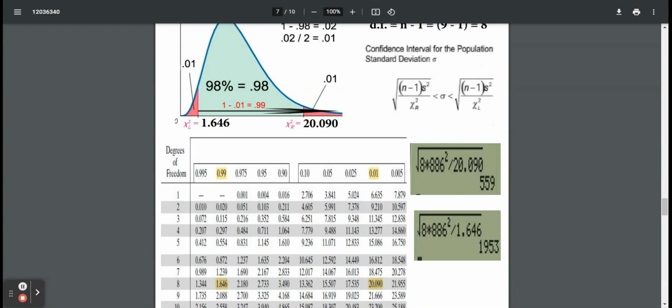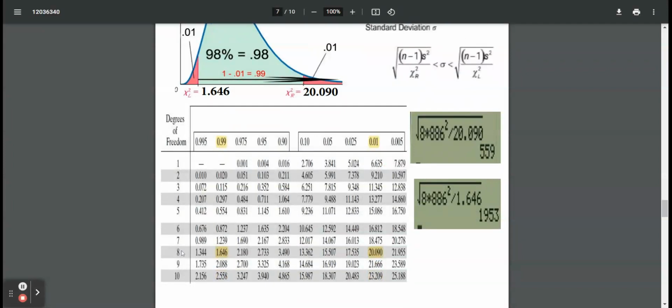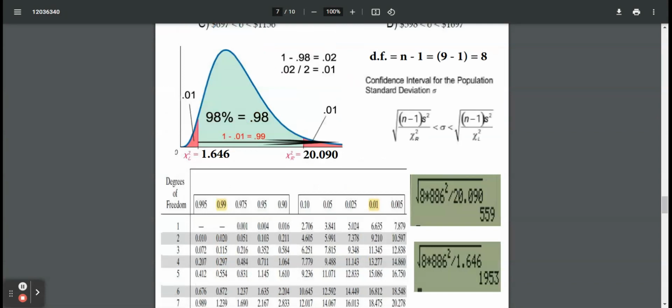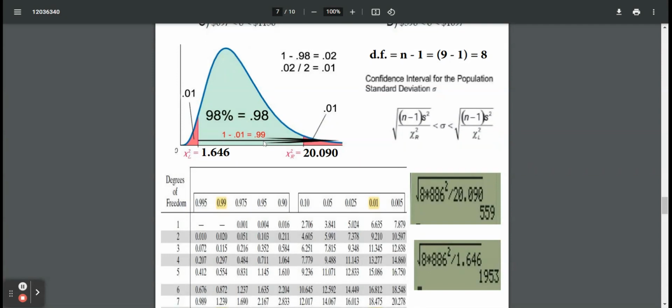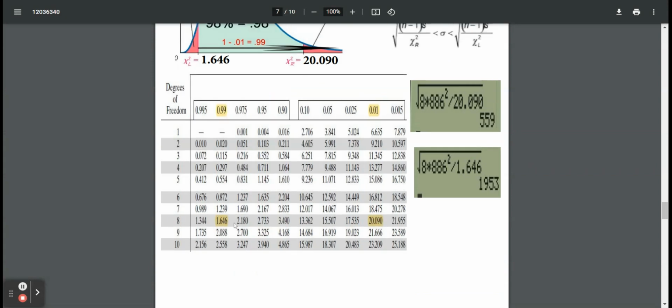Chi-squared right, the area from this vertical line to the right, 0.01. If I match that up with 8 degrees of freedom, I should have put a little yellow mark there, I didn't. 0.01 with 8 degrees of freedom, I'm reading 20.090. Chi-squared left, from this vertical line all the way to the right, it's a right-handed table. It's one whole, the entire area, minus this little smidgen in red. The remaining area is 1 minus 0.01 or 0.99. If I match up 0.99 with 8 degrees of freedom, 1.646.